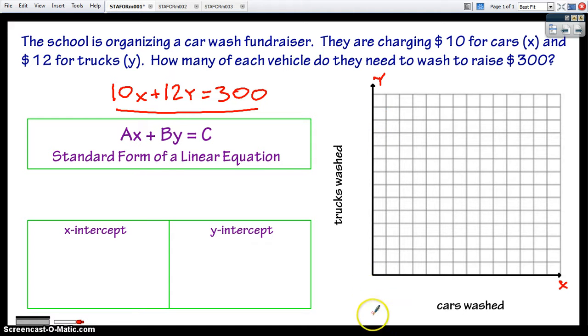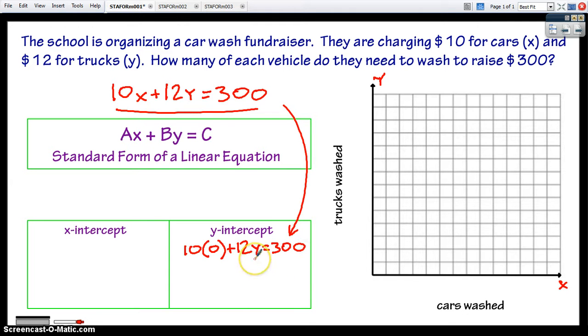If I wanted to be down here on the y-axis, it'd be (0, -2). But regardless of where I want to end up on the y-axis, x is always 0. So what I can do to find the y-intercept is simply take my standard form equation, and since I'm looking for the y-intercept, I'm going to stick 0 in for x. 10 times 0 plus 12y equals 300.